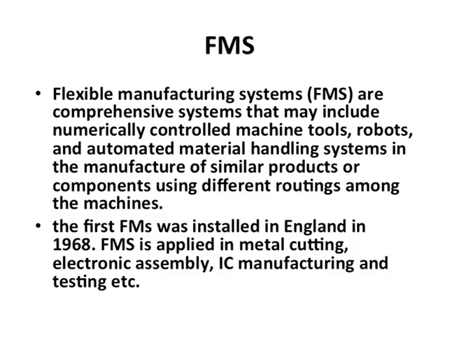CIM, a computer integrated manufacturing system, is one in which many manufacturing functions are linked through an integrated computer network. These manufacturing related functions include production, planning and control. FMS, Flexible Manufacturing Systems, are comprehensive systems that may include numerically controlled machine tools, robots and automated material handling systems. They manufacture similar products or components using different routings among machines. The first FMS was installed in England in 1968.